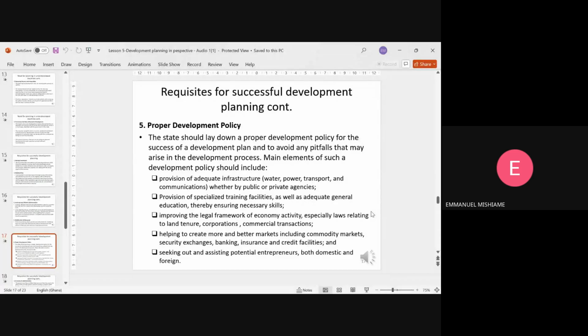And these plans should make sure that they cover every sector, such as the provision of adequate infrastructure, whether by public or private agencies, and provision of specialized training facilities in terms of education or skills. You also need the legal framework for economic activity, especially laws relating to land tenure, corporations, and what have you. So you need a holistic or comprehensive development plan or policy that captures everything.